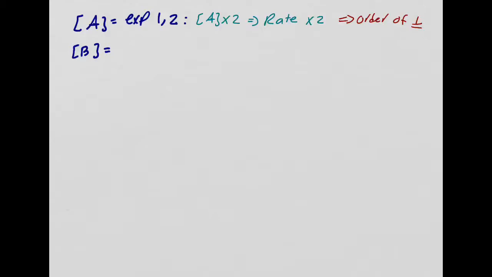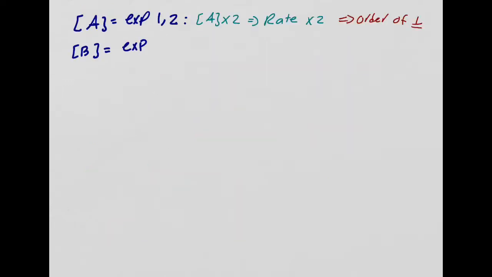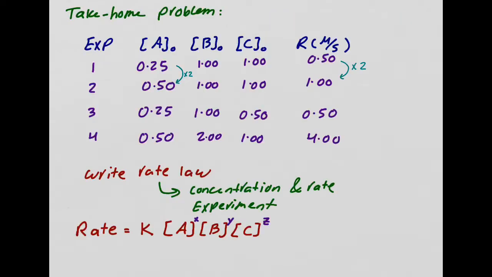Now I'm going to figure out B. I'm going to pick two experiments where only B is changing. Which are those? Tell me. That would be 2 and 4, because A is not changing, C is not changing. The only thing that is changing is B. Okay? So we're going to do experiments 2 and 4, because the only thing that is changing in those experiments is B.